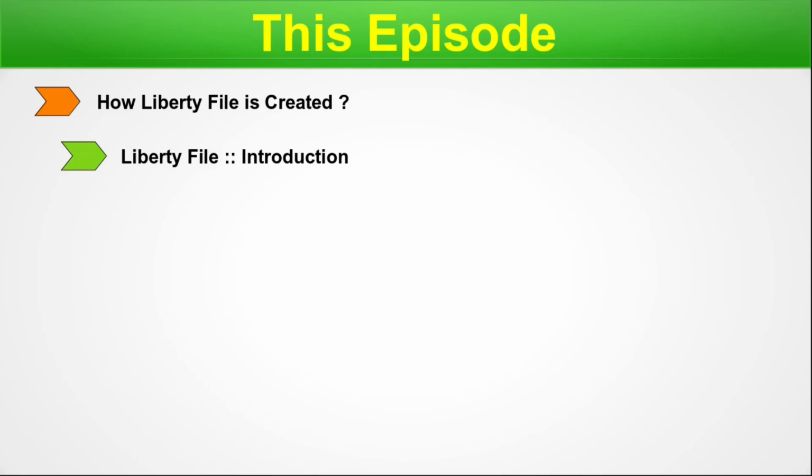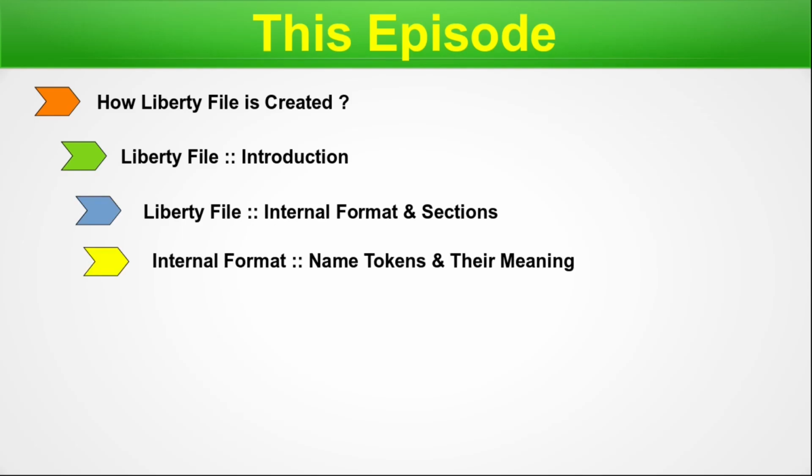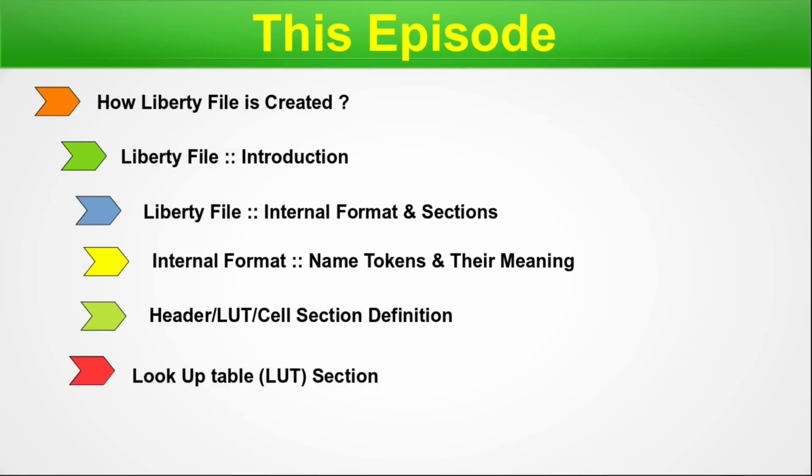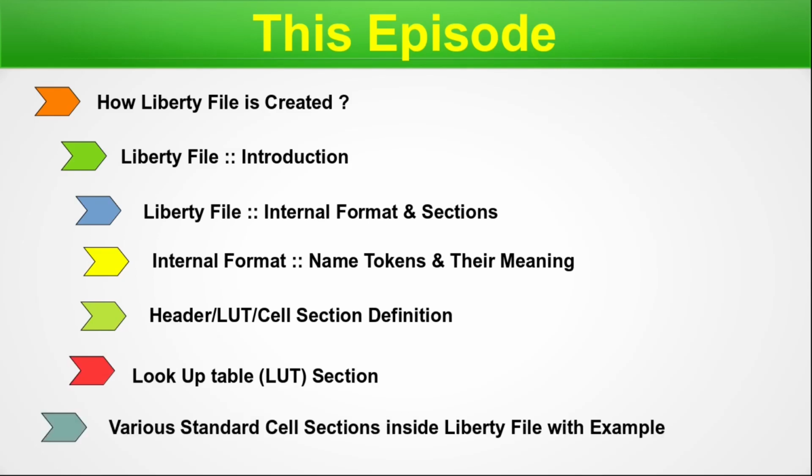As you already know, we are exploring the timing library file in this episode. So today's learning breakdown for the episode is: how a Liberty file is created, Liberty file introduction, Liberty file internal format and sections, name tokens and their meaning, header, LUT, cell, all these section definitions, lookup table (LUT) section, and various standard cell sections inside the Liberty file with example. We are done with this particular slide, so let's move on.